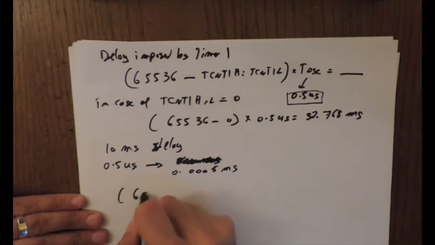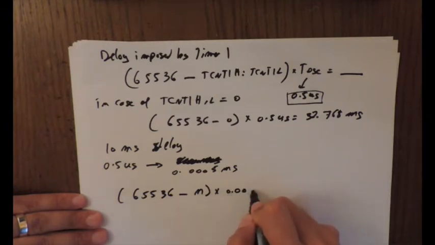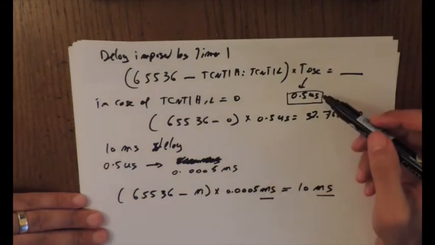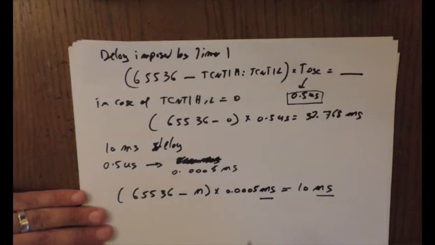So 65536 minus n times 0.0005 milliseconds is equal to 10 milliseconds. Notice here that we have the same units. If we left it at 0.5 microseconds, which is a common mistake, we will have different values and the values will be wrong.